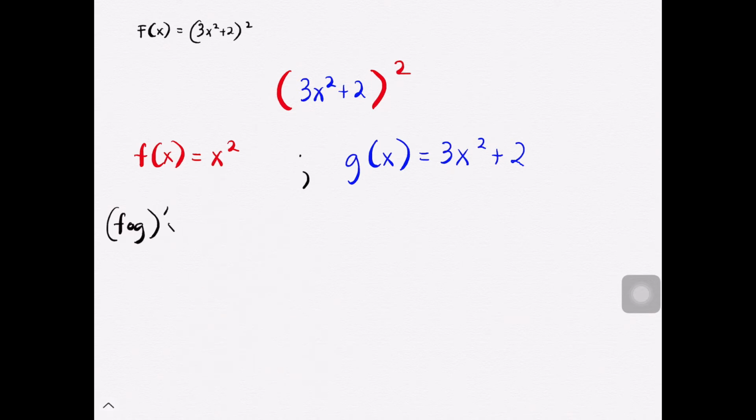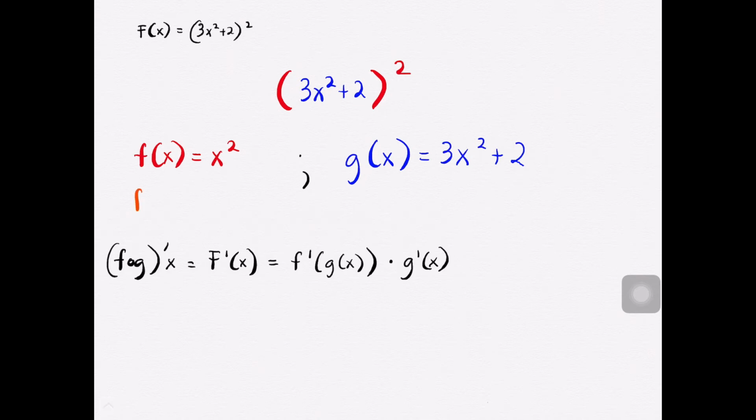Knowing that big F of x is actually the composition of functions f and g, we can definitely use the chain rule in getting its derivative. Notice that in doing the chain rule, we'd be needing the derivative of f of x, or f prime of x, as well as the derivative of g, which is g prime of x. So using the power rule and constant multiple rule, the derivatives of f and g would be 2x and 6x respectively. Substituting these values, we now have f prime at 3x squared plus 2 times 6x.